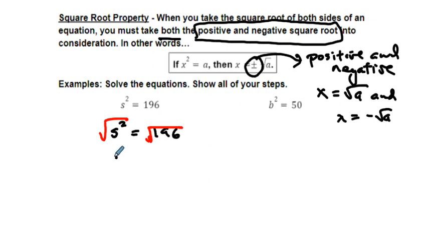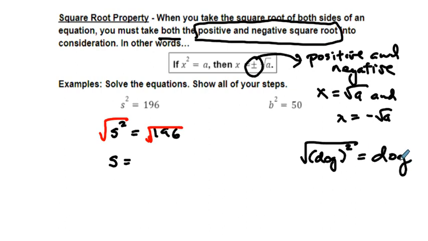So the square root of s squared is s. The square root of anything squared is that thing, right? So if you had dog squared and you took the square root of it, that would equal dog. I know that's a really silly example, but that's how it works. If it's squared, you take the square root of it and you just get the thing that you're squaring. They kind of undo each other. They reverse each other. So s is equal to positive and negative 14, because 14 times 14 is 196.